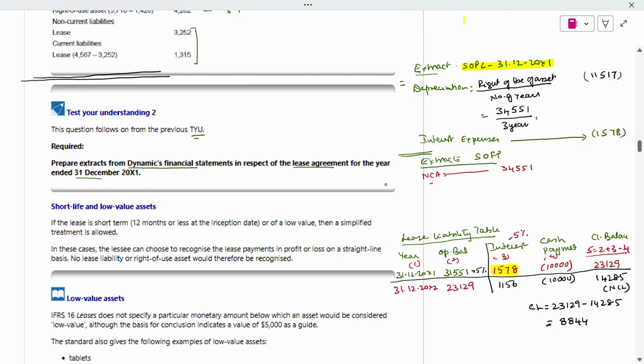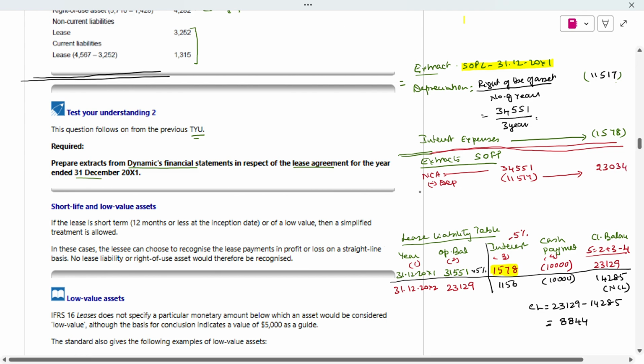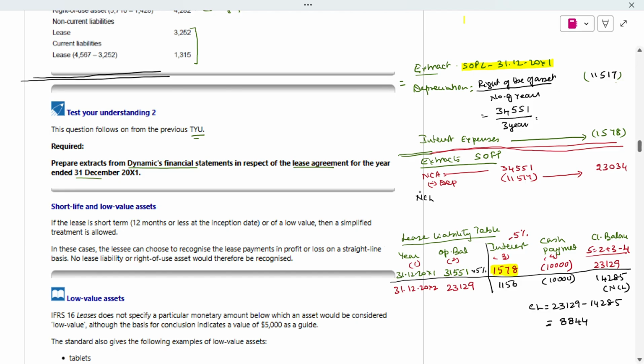Minus depreciation. How much is the depreciation? 11,517. How much will we get here? 23,034. Okay, this is one. Next, what do we have to take? We have to take non-current liabilities.